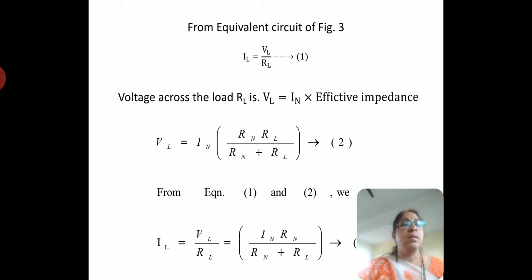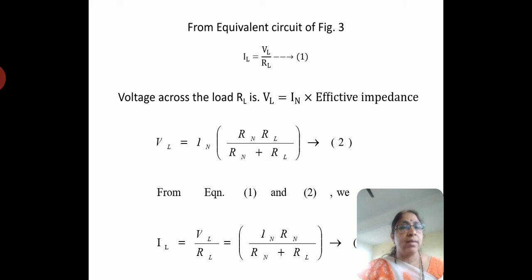From equations 1 and 2, we get IL is equal to VL by RL, and that is equal to IN RN divided by RN plus RL. Here RL gets cancelled. Say this is equation 3. So this is the current from the Norton's equivalent circuit.